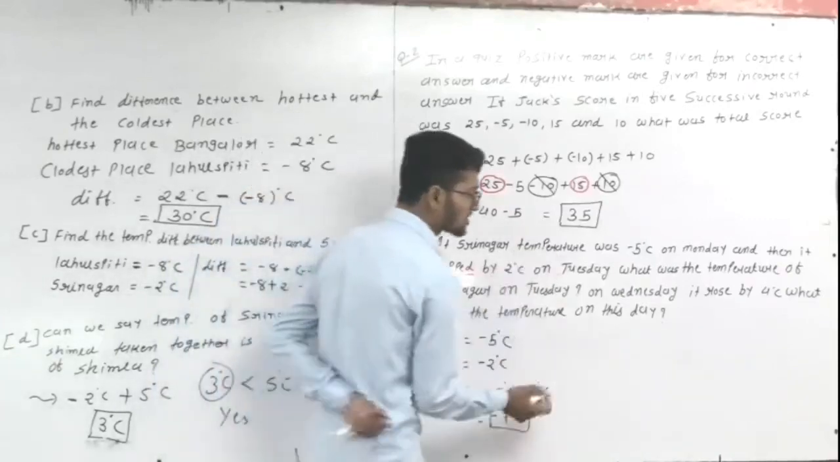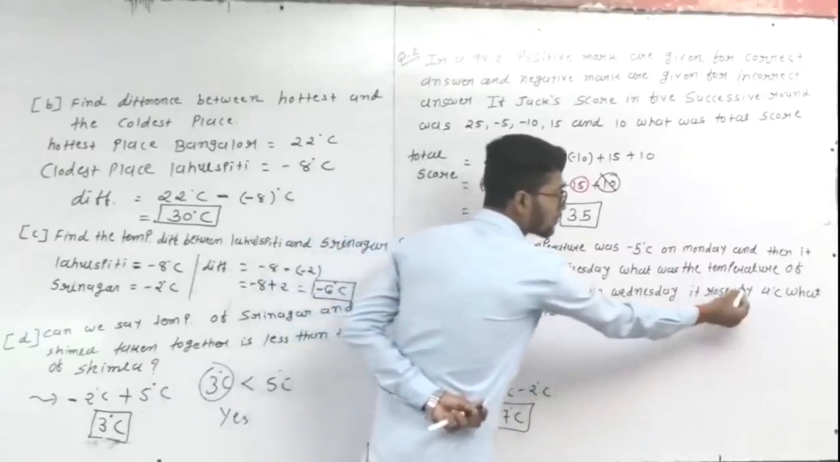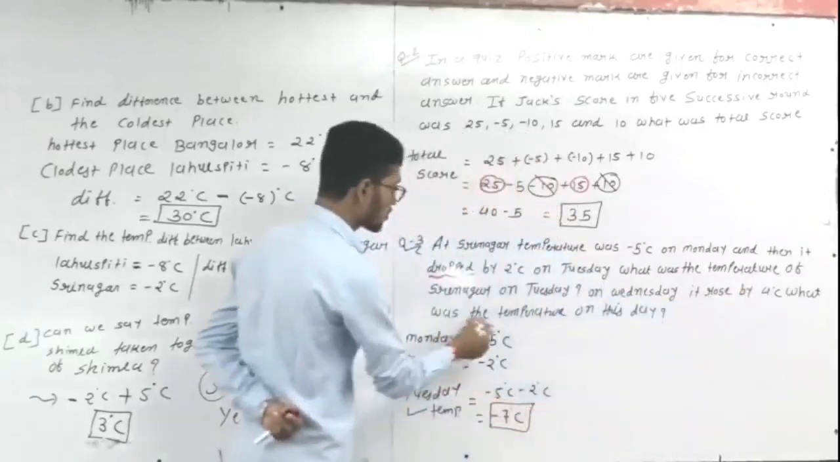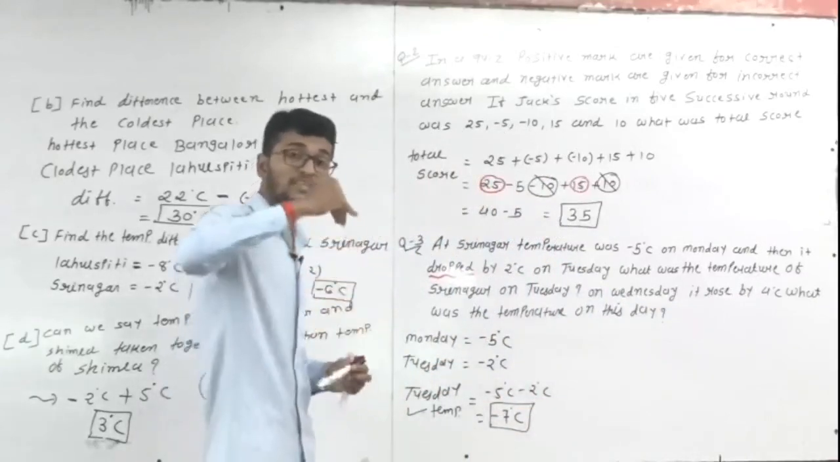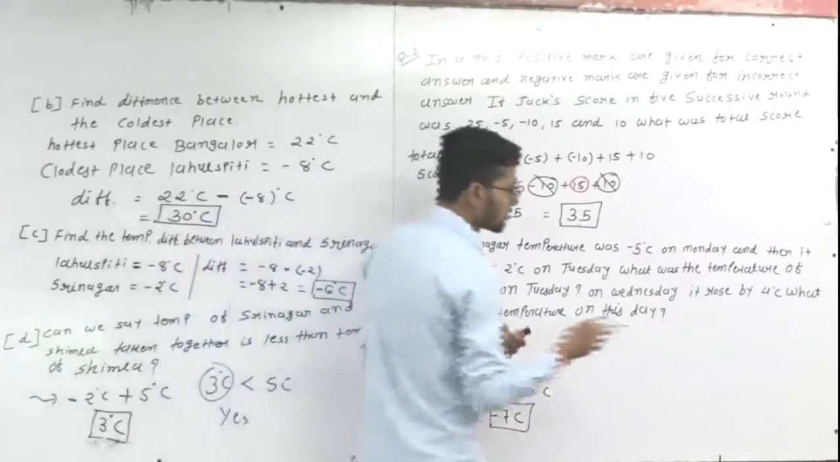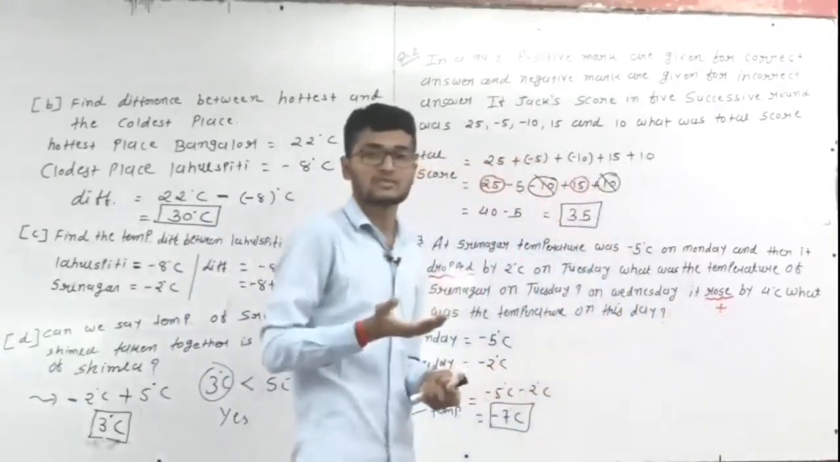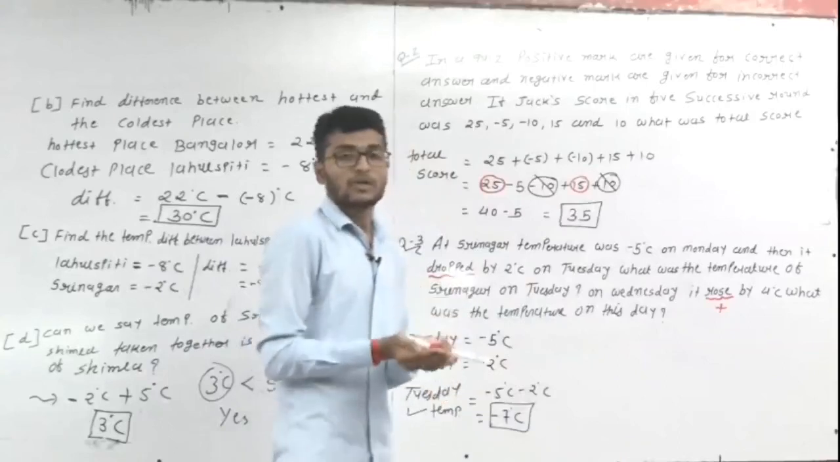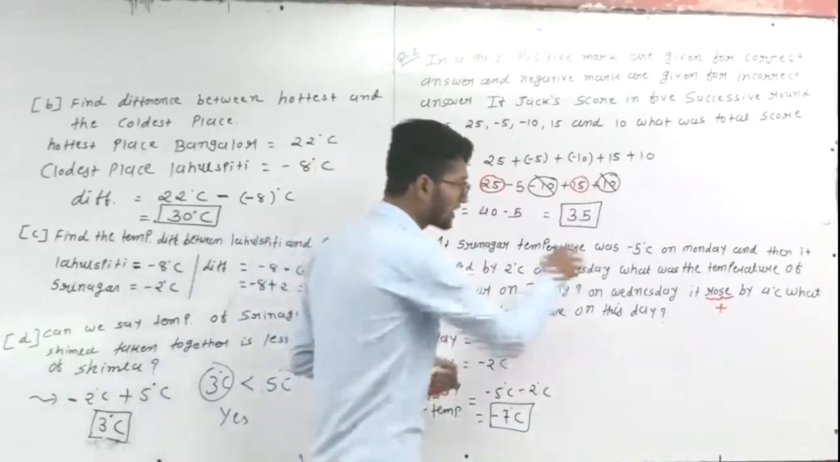But one more question in this question. On Wednesday it rose by 4 degrees Celsius. What was the temperature on that day? It means Wednesday the temperature is higher. Why? Here one word is used: rose. Rose means nothing but high, that is, plus. So what is happening? The temperature is rising, that is, being added. How many? 4 degrees Celsius.